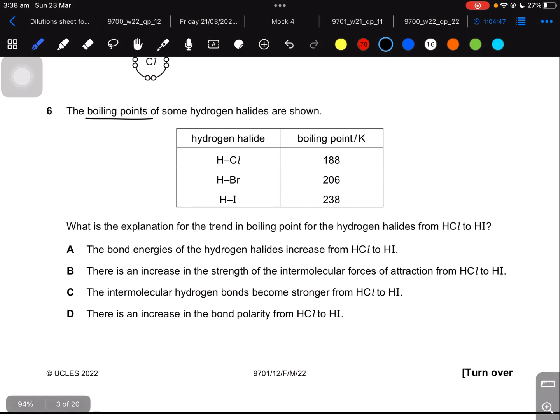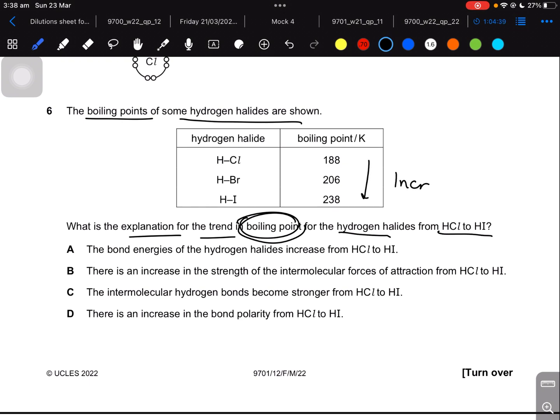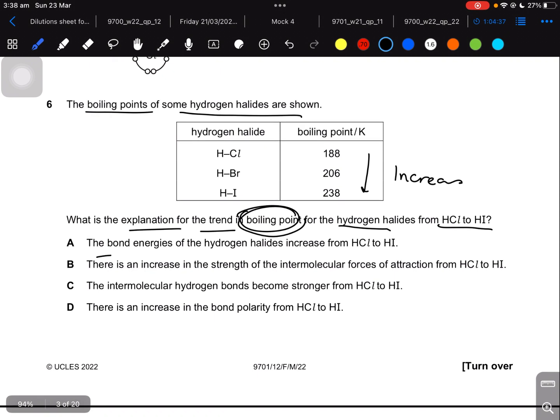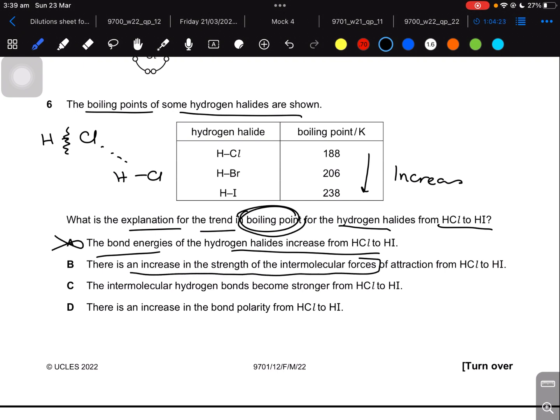Boiling points of some hydrogen halides are shown. Explanation for the trend in boiling point: from HCl to HI, there's an increase. Okay, so the bond energies. When you're talking about boiling points, you're not really talking about bond energies, the intramolecular. You're talking about the intermolecular forces of attraction. So this is wrong.